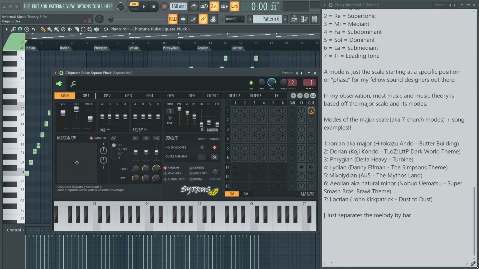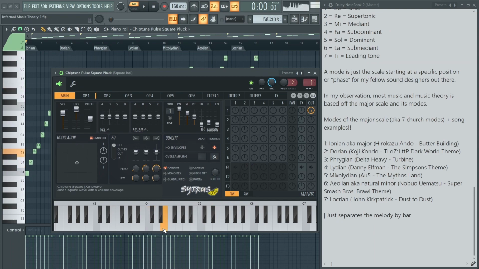So let's talk about modes. A mode of a scale is just that scale being played from a certain scale degree. So if I want the third mode of C major, I would play the same notes of C major, starting from E. So it would sound like this. That's the third mode of C major.